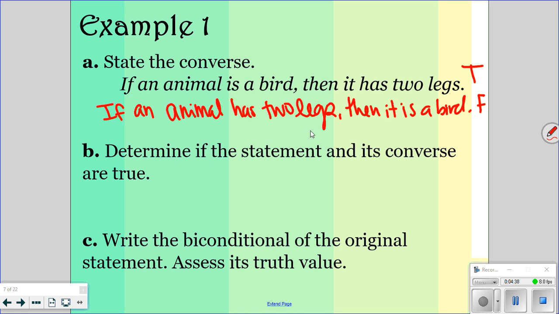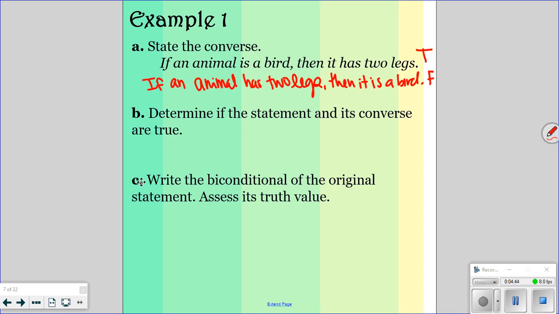So it says, determine the statement and the converse are true. The statement is true, the converse is false. So now it says write the biconditional. So the biconditional is going to be an animal is a bird if and only if can be written as IFF.